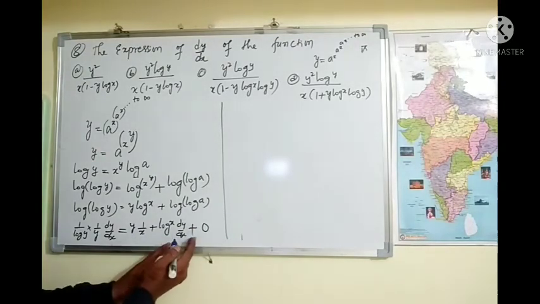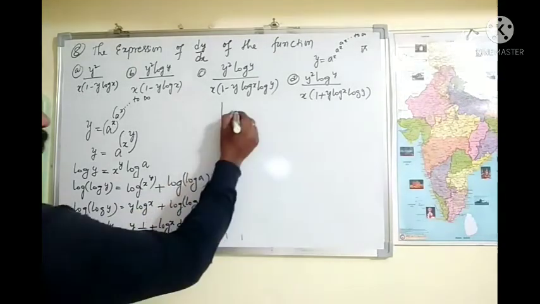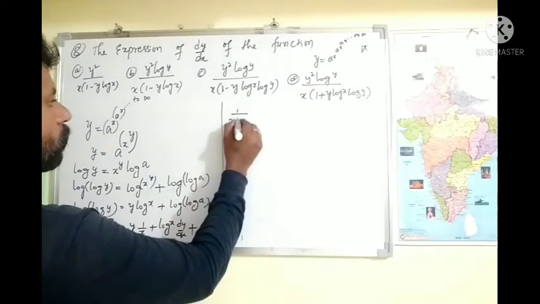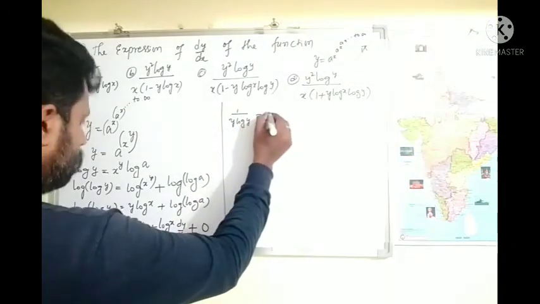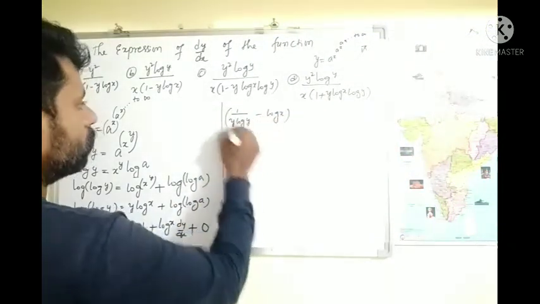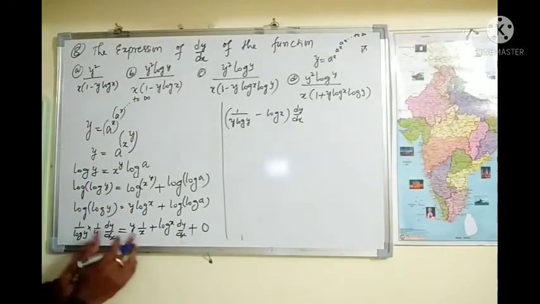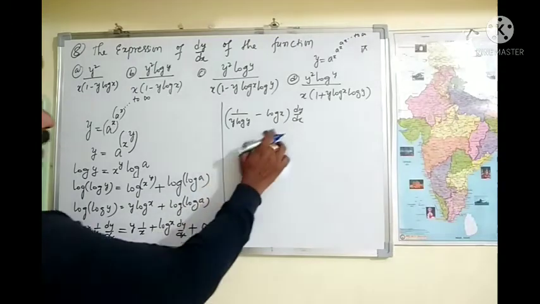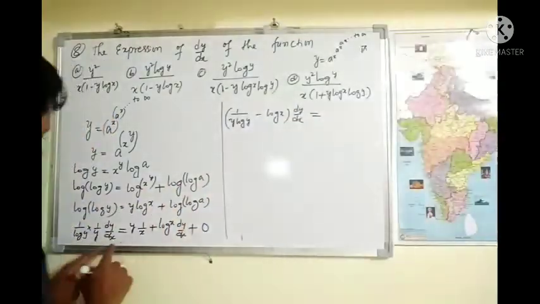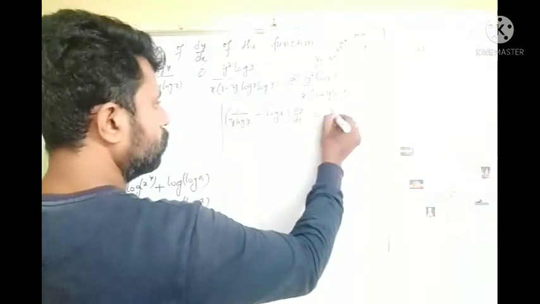Now here we have dy by dx on the right hand side. Take this term to the left hand side, we get minus of the term. 1 by y into log y, and I take common directly minus log x into dy by dx. So take this term to the left hand side, we get minus, then take common dy by dx. Here we get 1 by y into log y minus log x into dy by dx is equal to, here we have one more term, y by x plus 0, which is y by x.